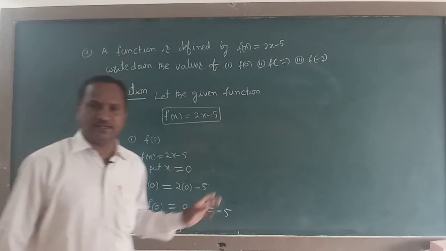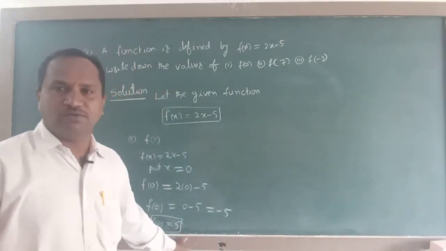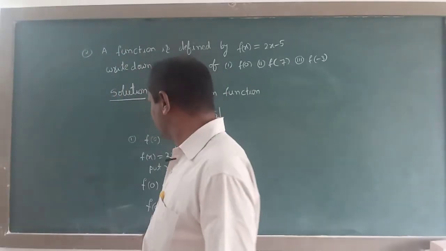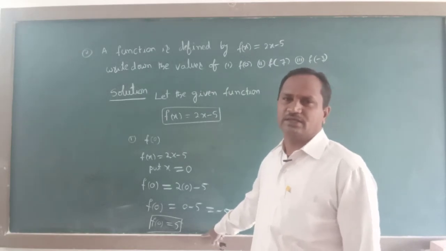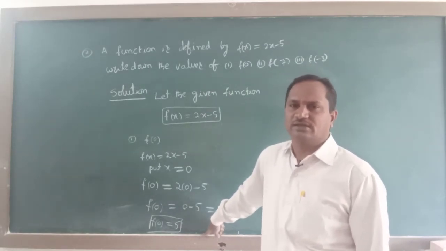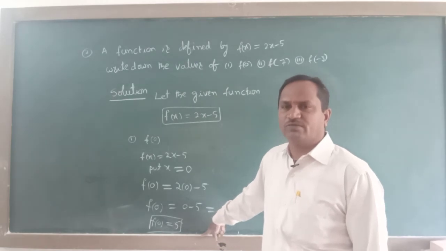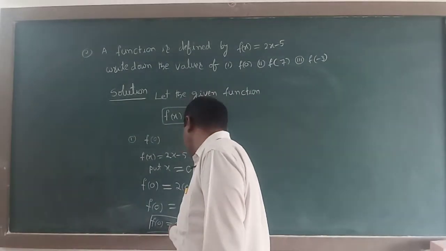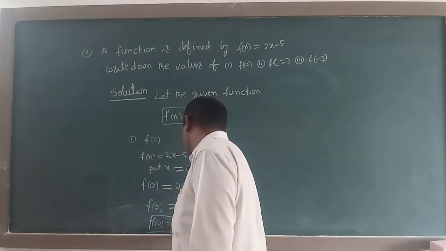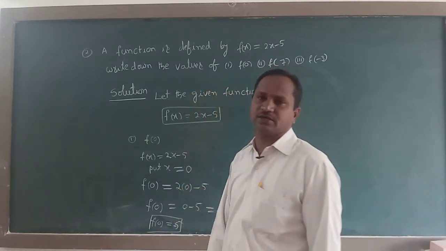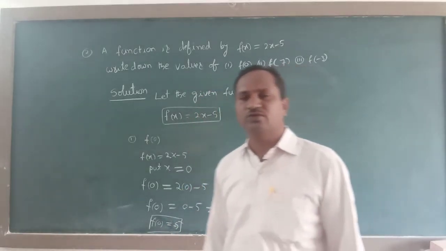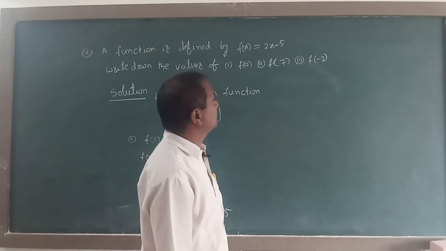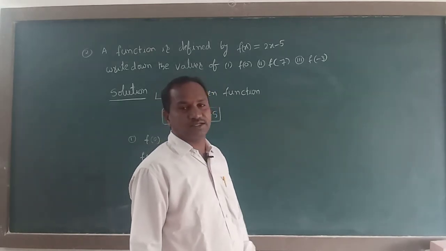It indicates that the value of the function at x equal to 0 is minus 5. F of 0 is equal to minus 5, which shows the value of the function at x equal to 0. Next, in the same way, we are going to find the value of the function at x equal to 7 and the value of the function at x equal to minus 3.